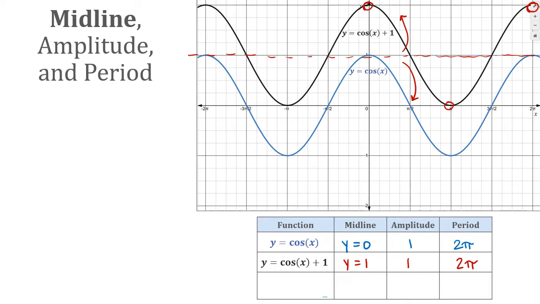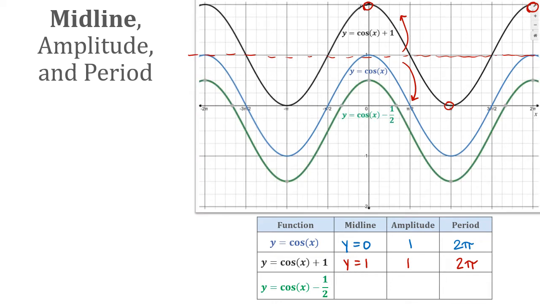Let's look at another one. How about y equals the cosine of the quantity x minus 1/2? So we added 1 before. Now we're taking away 1/2. What is your guess about what might happen? Well, let's take a look at the graph. And here it is. Y equals the cosine of x minus 1/2.